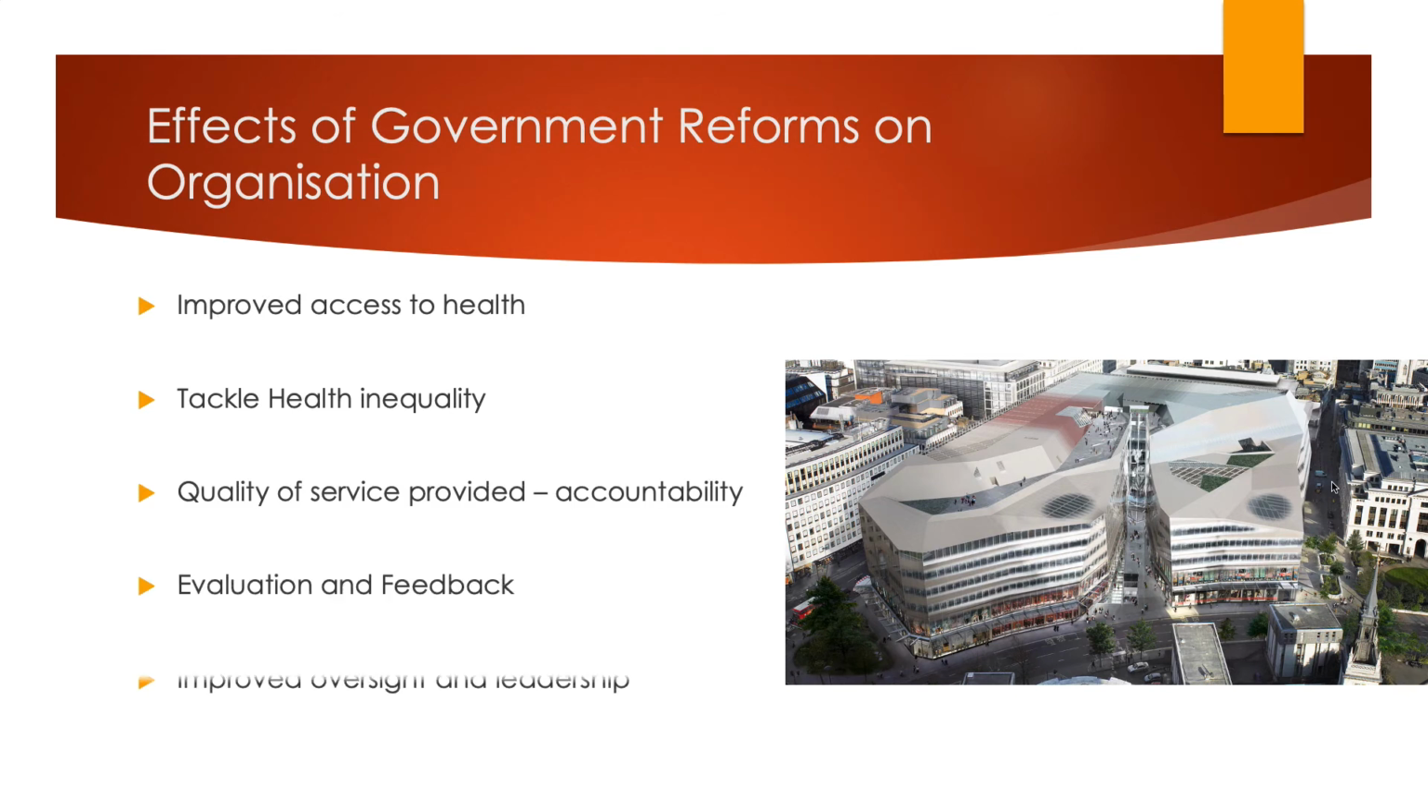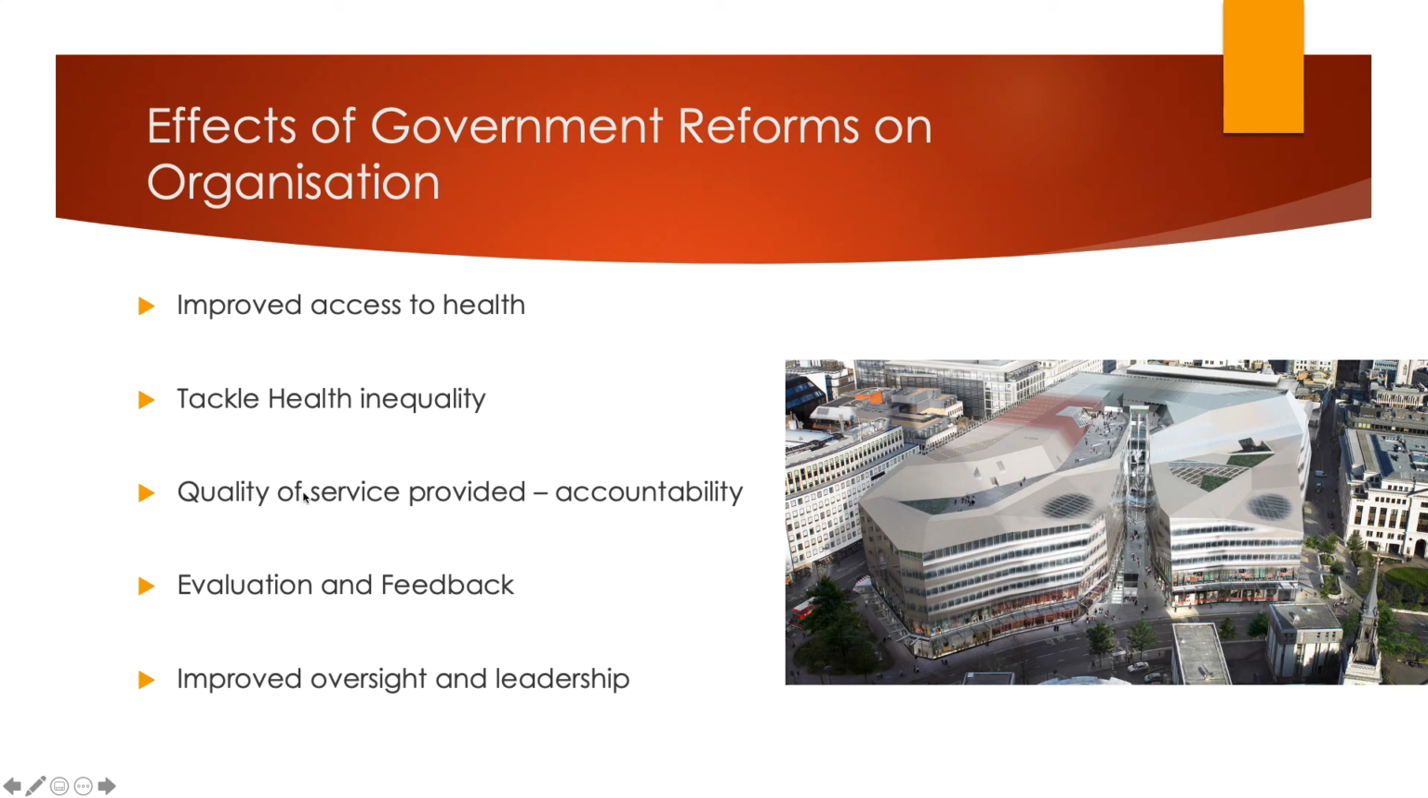So the effect of the government reform on organisation. The purpose of the restructuring was that there would be improved access to health for all. They would tackle health inequality, which after the 2010 Marmot report was a very, very hot topic, and clinicians were asking the government, what are we going to do to tackle health inequality? And 2 years later, the new coalition government said, okay, we're going to do this restructure with the aim of tackling health inequality.